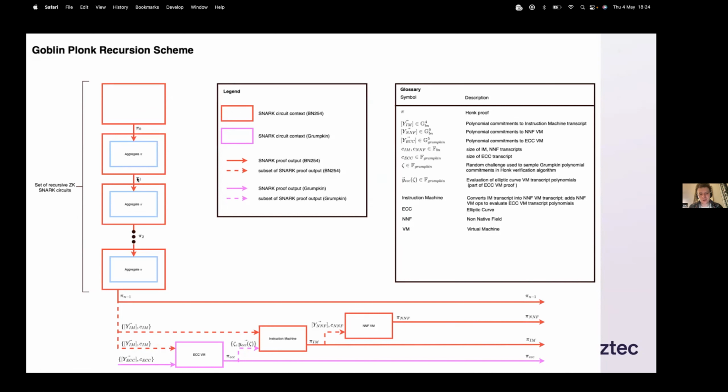So this alpha proof doesn't contain all of the transcripts of the previous proofs. It contains two transcripts, the transcript of the previous layer and the transcript of the current layer. And the transcript of the current layer contains the aggregation of all of the instructions that have been added as the proof has been recursing.